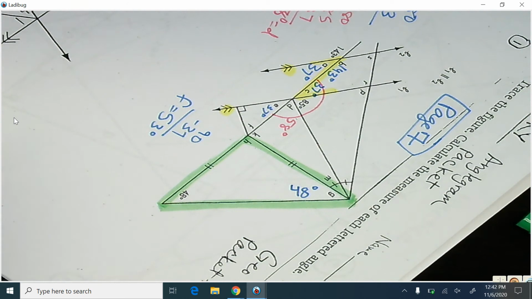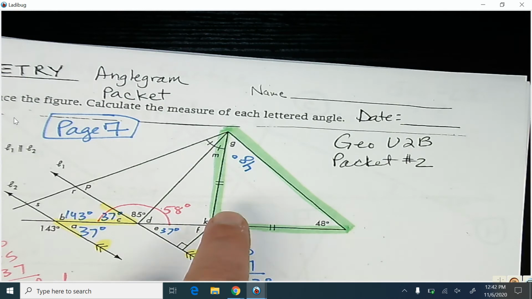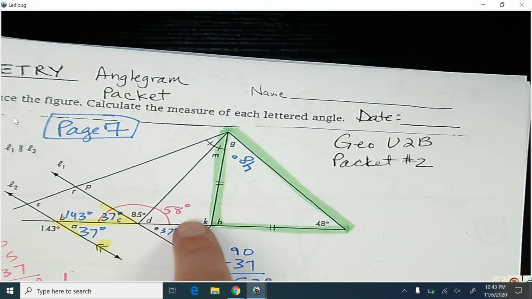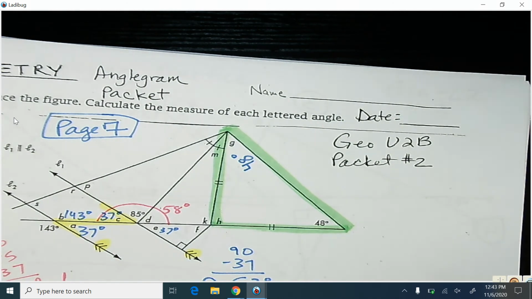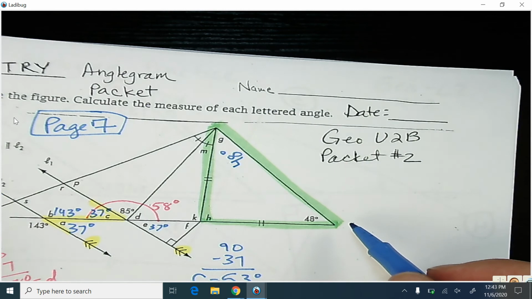Okay, I'm going to go back to my regular orientation, and now I want to figure out H, because once I get H, I can get K, and then from K, I can get M, and you can see that it just kind of goes through a whole bunch. All right, so a couple of things here.